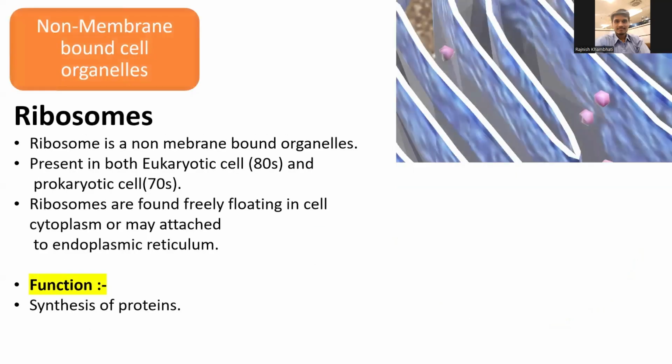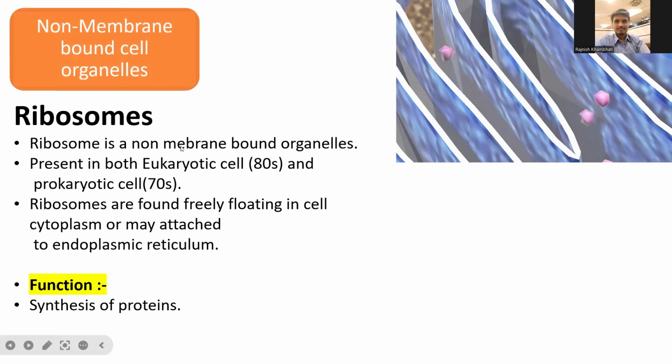Next are non-membrane bound cell organelles. All the membrane bound organelles are over. Right now, non-membrane bound organelles, that means no membrane is present in the structure. One example is ribosome. You can see in this picture, this violet color big dot-like structure is ribosome.